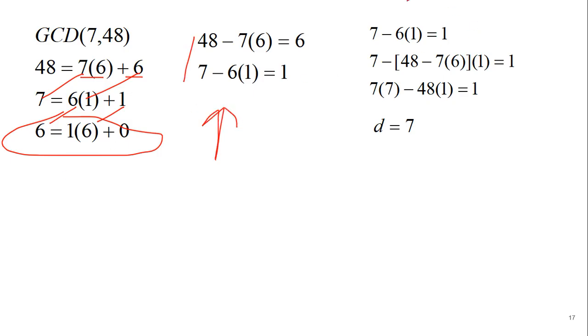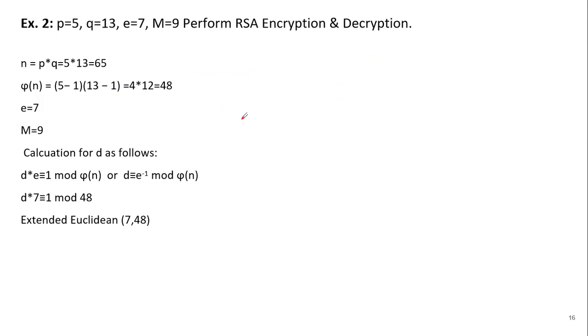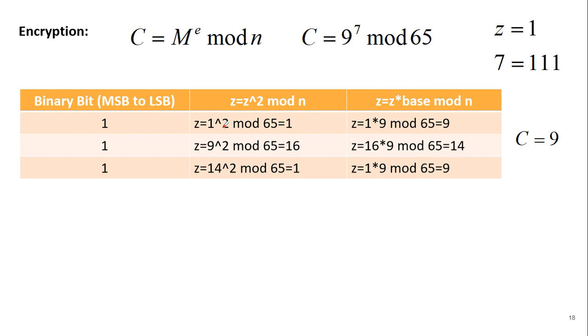I am not going to explain again in this video, so you just refer to my previous video to understand how to calculate the multiplicative inverse. When we use reverse substitution or back substitution, we get D equal to 7. So D equal to 7 is our private key. Now the public key is 7. So 7 into 7 is 49, and 49 is congruent to 1 mod phi of n. When we subtract 49 minus 1, it is divisible by 48, so this equation is satisfied.